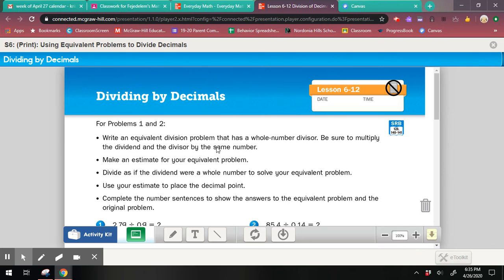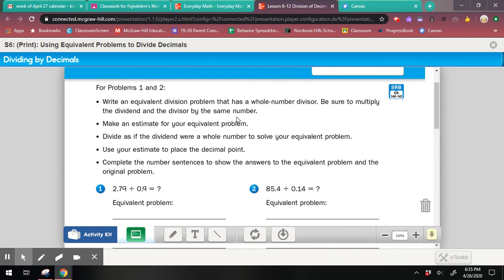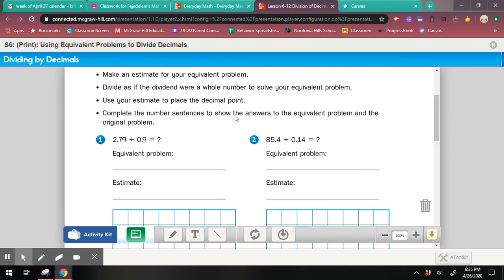Divide as if you would divide with a whole number to solve your equivalent problem. Use your estimate to place the decimal point, and complete the number sentence to show the answer to the equivalent problem in the original problem. So we're going to look at 1.